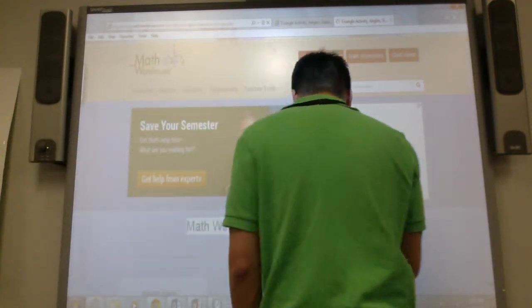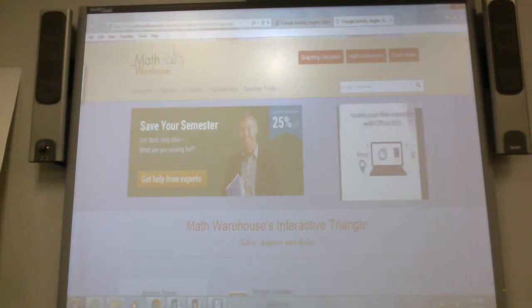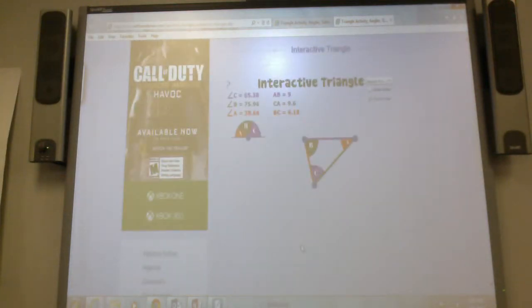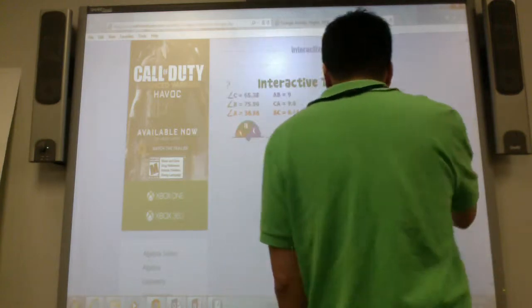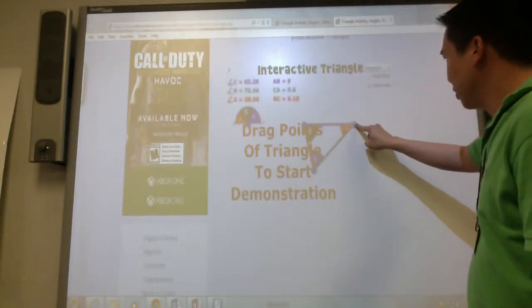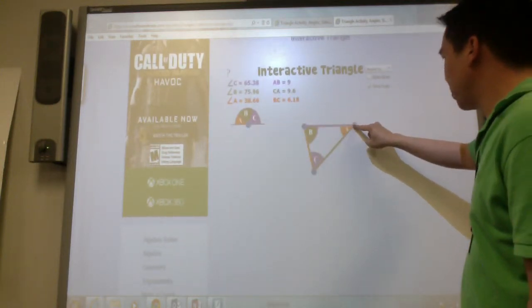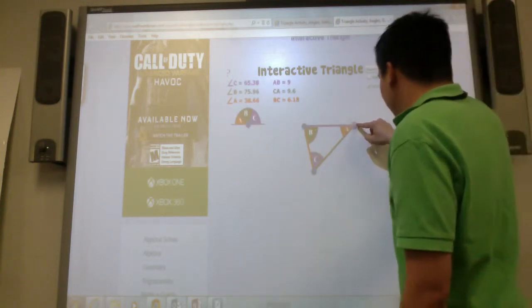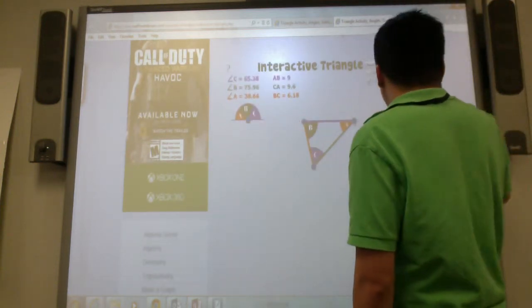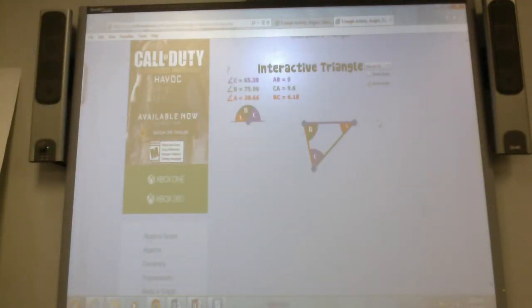It's not moving. Here it is. So from this investigation, what can you tell me about this? Drag points of the triangle to start the demonstration. So, here's my hand, dragging. I guess I would do it right here. So what can you tell me?